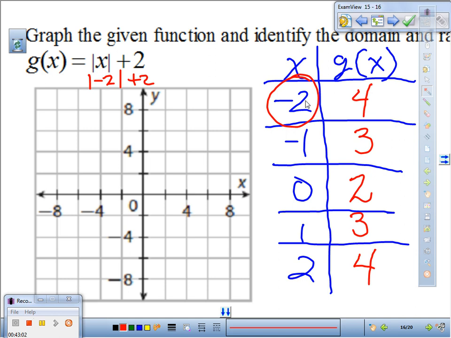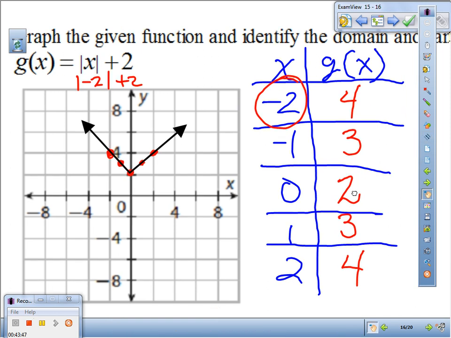All right, let's plot those points. Negative 2, 4. And notice these go by 2's, by the way. Negative 1, 3. 0, 2. 1, 3. And 2, 4. All right? What do you guys notice? It's a V. Yes, because it's an absolute value. So let's see. Are we done graphing? Yes.